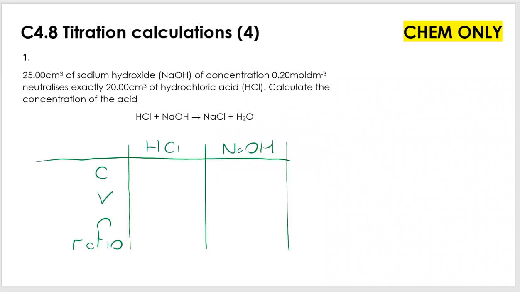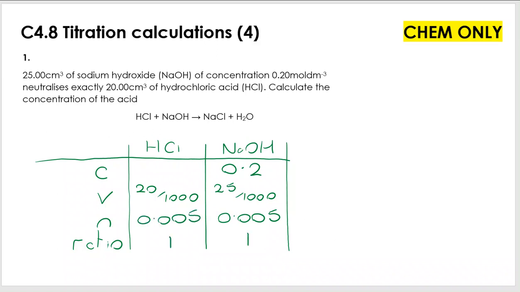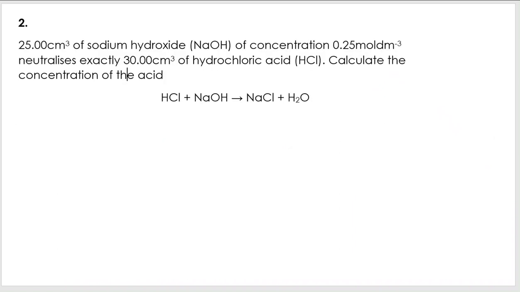So I'm going to start by drawing the table. I've got my HCl and my NaOH. I was given the concentration of NaOH and my volume of HCl and NaOH. I can now calculate my number of moles of NaOH, and I can use my mole ratio, it's 1:1, to see that I've got 0.005 moles of HCl. I'm now going to calculate my c. n is c times V, so c is n over V. I get 0.25 moles per decimeter cubed. Another example for you to try.